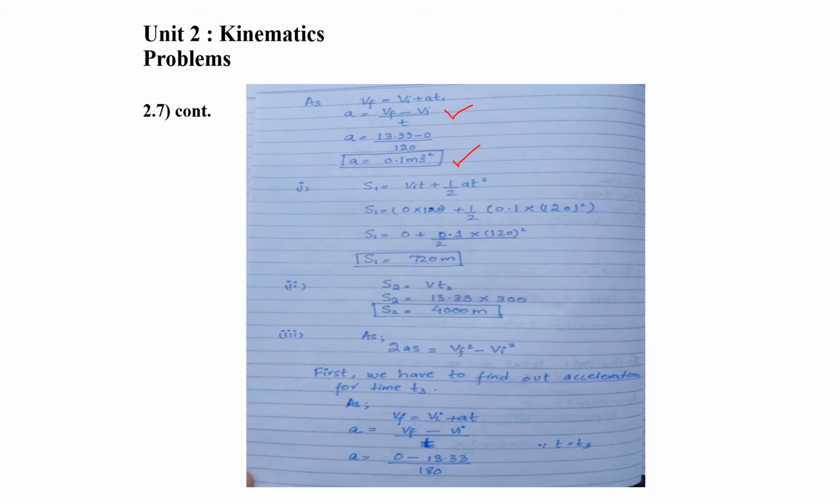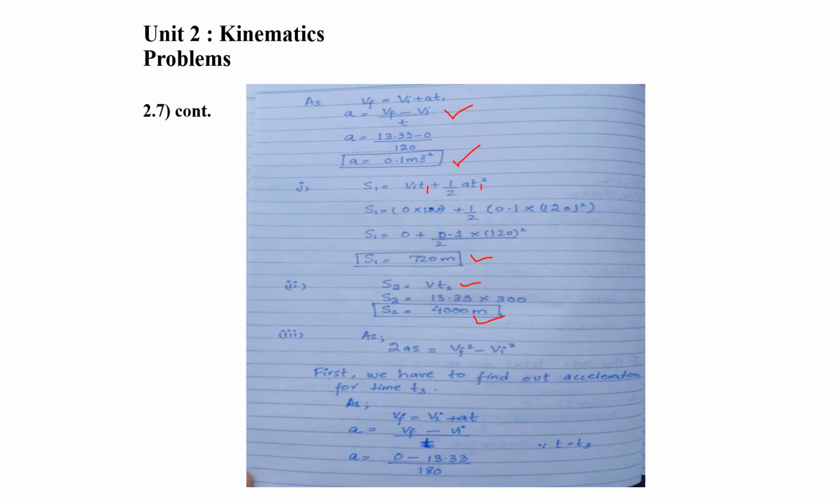So first of all we will use the time t1. For s1 we will use the equation s1 is equal to Vit plus half At square, right? Just put the values over here. This is the time t1, right? When you put in the values, you will get the answer. S1 is equal to 720 meter. For S2 is equal to Vt2, just put in the values, we will get the answer. S2 is equal to 4000 meter, right?